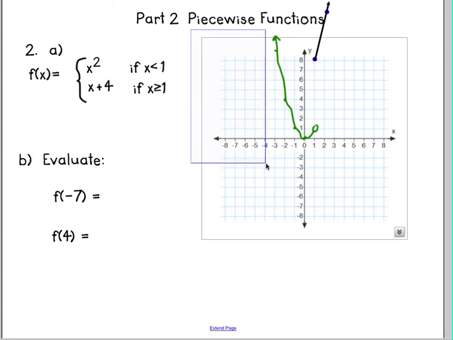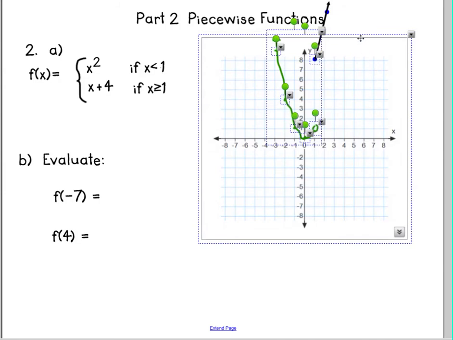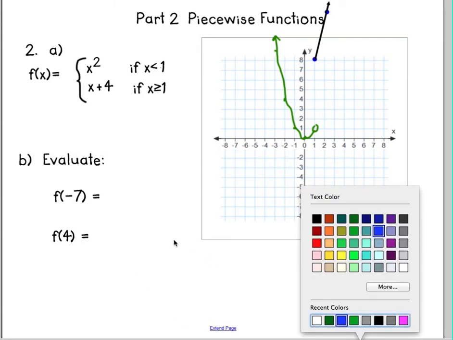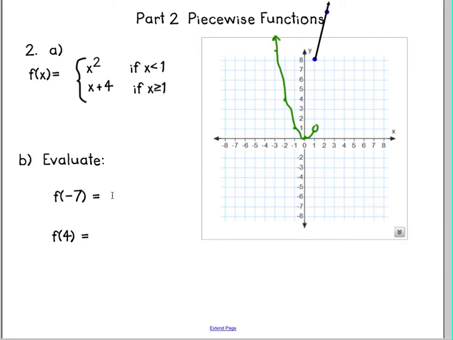And so when I evaluate these two places, then I'm looking at f of -7. So when I put in -7, I'm going to use the top function. So that will give me a positive 49. And when x is equal to 1, you're going to use this function here. So you should get 8.